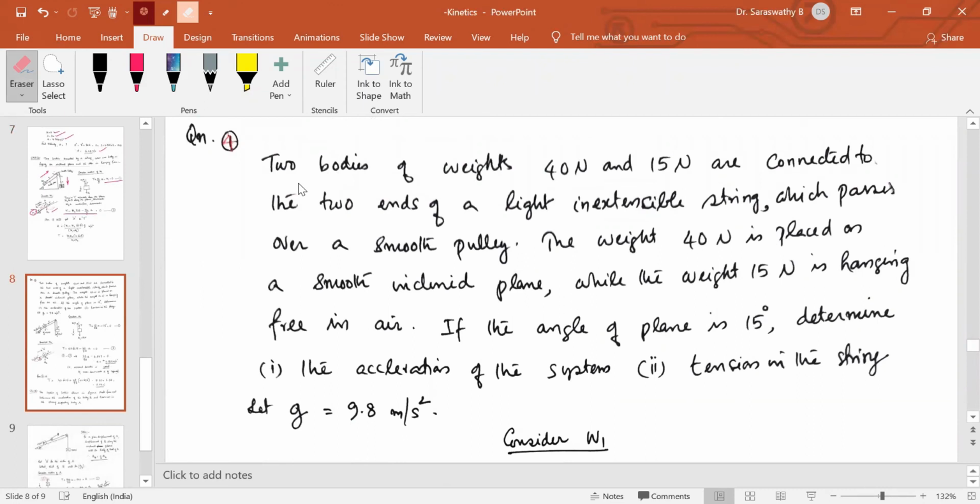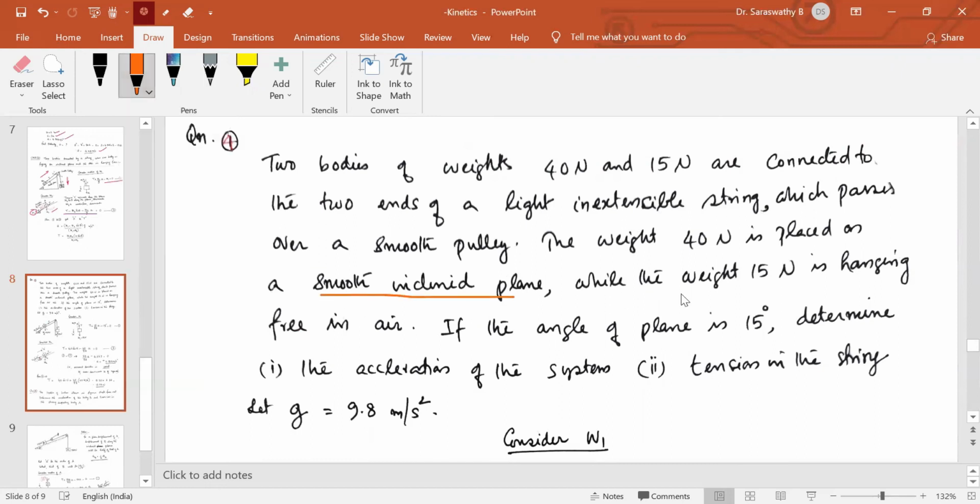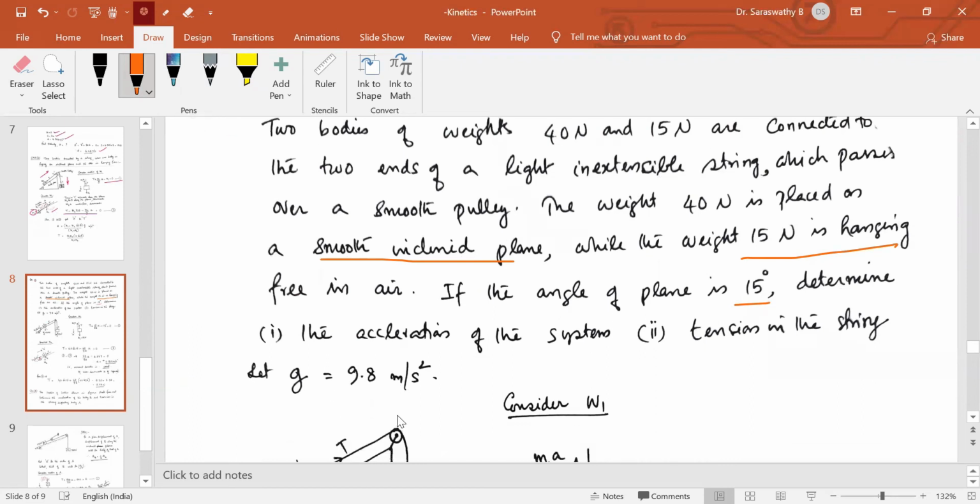Two bodies of weight 40 Newton and 50 Newton are connected to the two ends of a light inextensible string which passes over a smooth pulley. The weight 40 Newton is placed on a smooth inclined surface, while the weight 50 Newton is hanging free in the air. The angle of the plane is 15 degrees. Determine the acceleration of the system and tension in the string. So, two bodies, 40 and 50. 50 is hanging free and 40 is on the smooth surface.